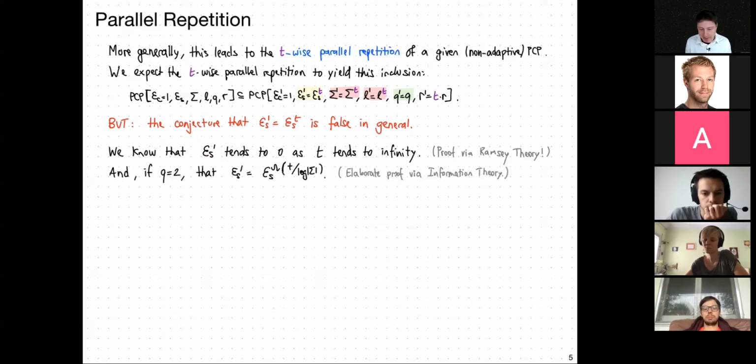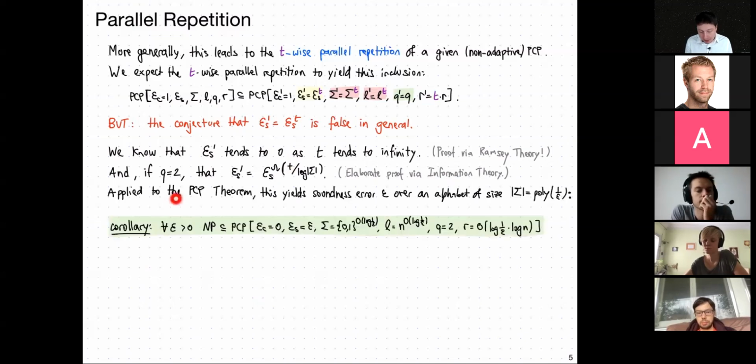And in a special case where you start out with two queries, we know that the soundness error decays exponentially in T with some constant and some dependence on the alphabet. And this is a highly elaborate proof that uses information theory. Okay, this is called the parallel repetition theorem. First proved by Raz and then further improved by Thomas Holenstein. So applied to the PCP theorem, this tells us that actually we can achieve any soundness error that we want with two queries, provided that we take a hit in the alphabet size and the proof length with that soundness error. Okay.